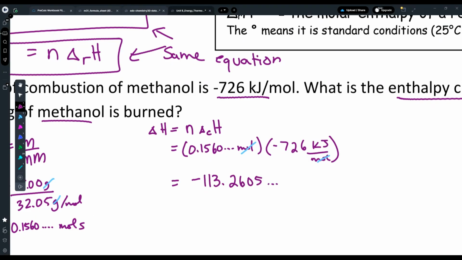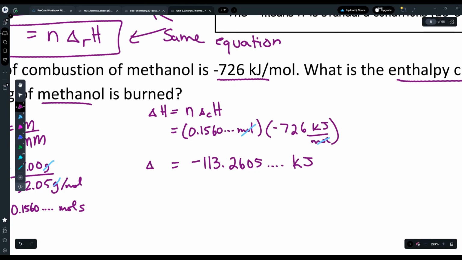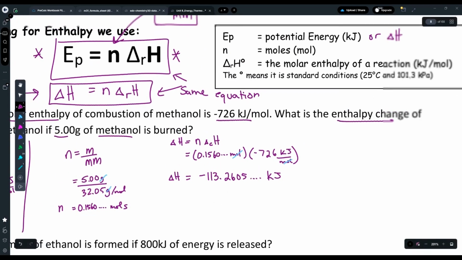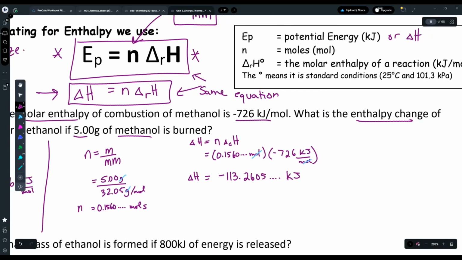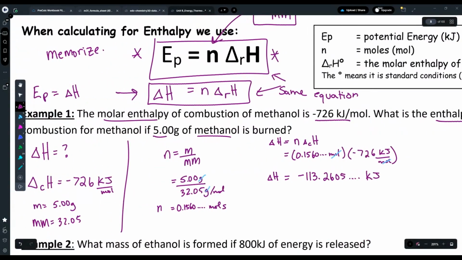And the number keeps on going on forever. And that's in kilojoules because that's the only unit that didn't cancel out. All right. So before we claim that we're done, let's just check for sig digs. So this number has 3 sig digs, and same with this number. Remember that trailing zeros do count for sig digs.